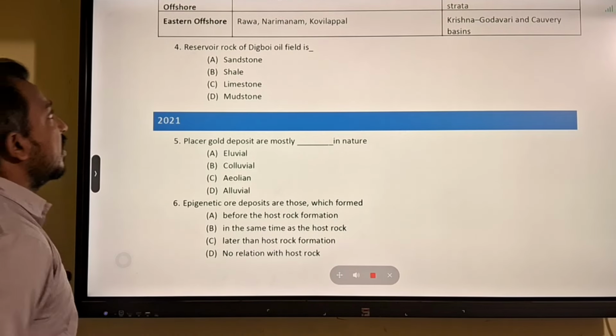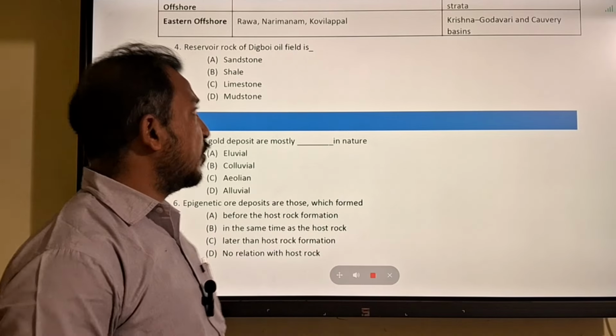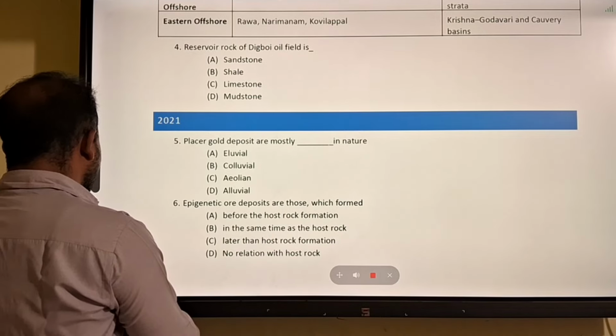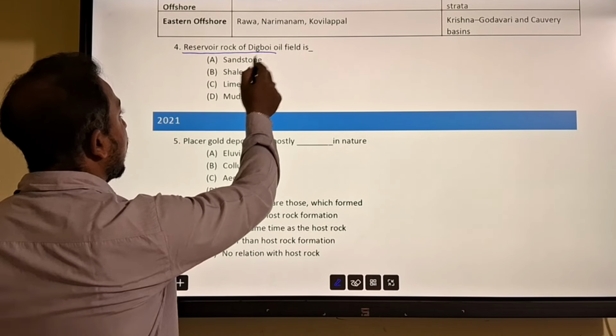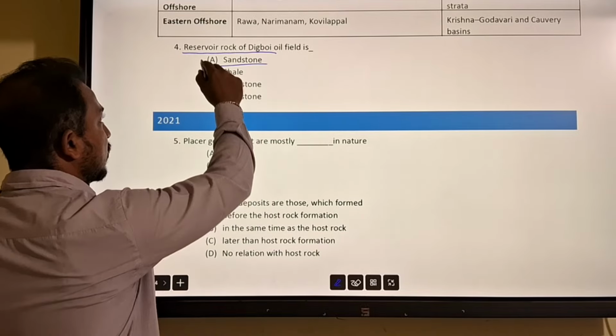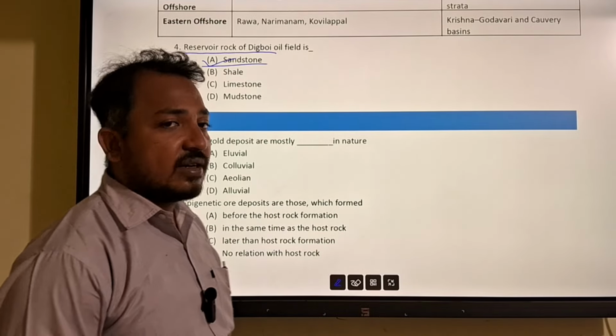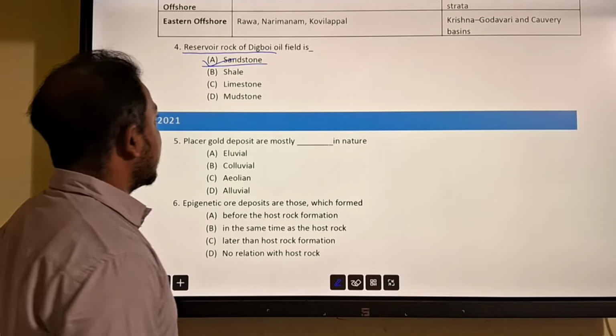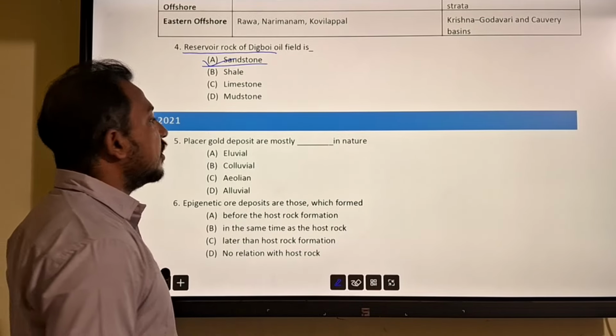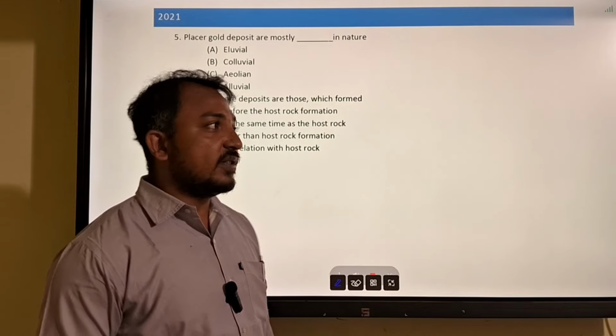Next question, the reservoir rock of Digboi oil field. So Digboi oil field, that is in Assam. It is said that the reservoir rock of Digboi oil is Tipam sandstone. You will find it in the tertiary of the Assam succession. Tipam sandstone belongs to Miocene. Now to the next question.